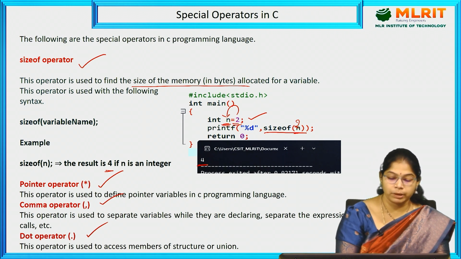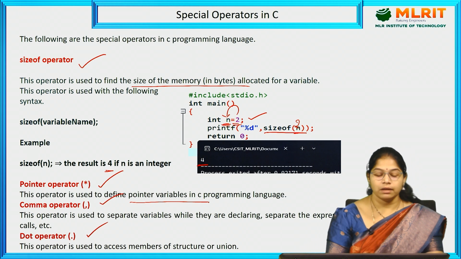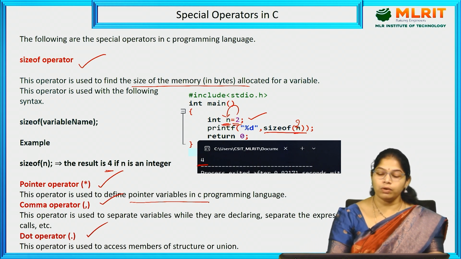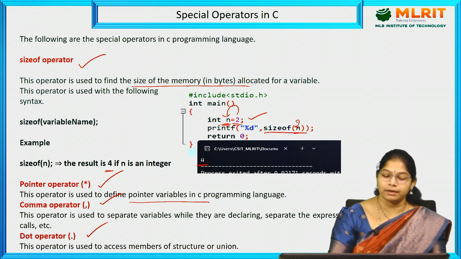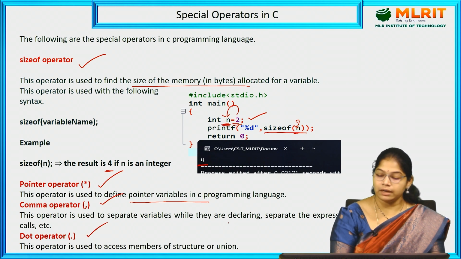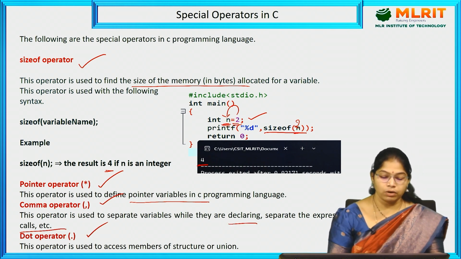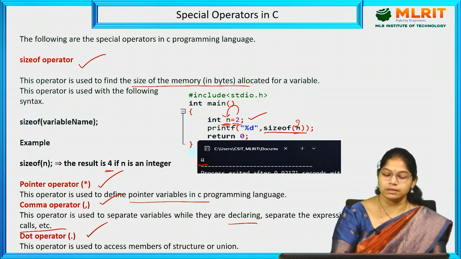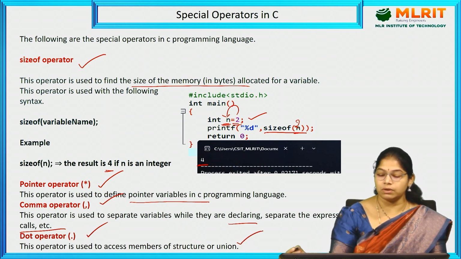Then pointer operator is used to define pointer variables in the C programming language. Comma operator is used to separate declaring variables or expressions in a function call. Then dot operator is used to access members of structures or unions.